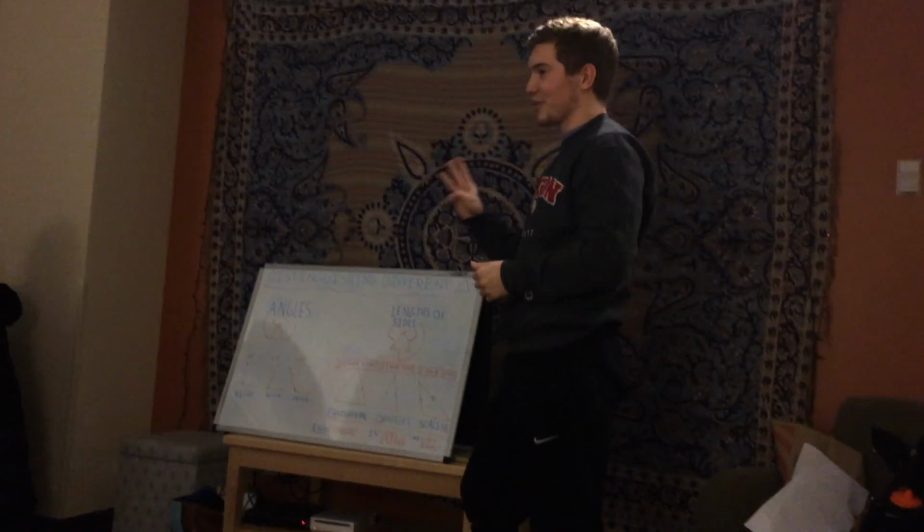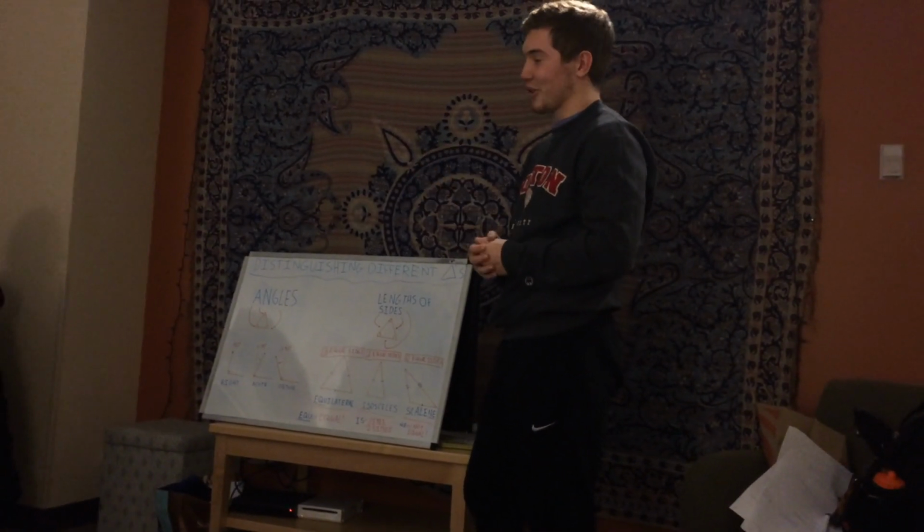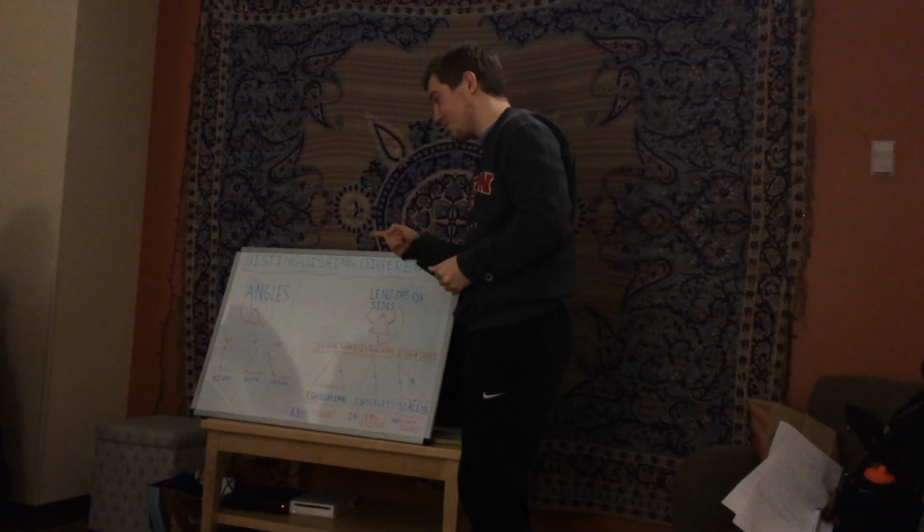There are 3 different ways to distinguish a triangle according to its angles. This first one is a right triangle.